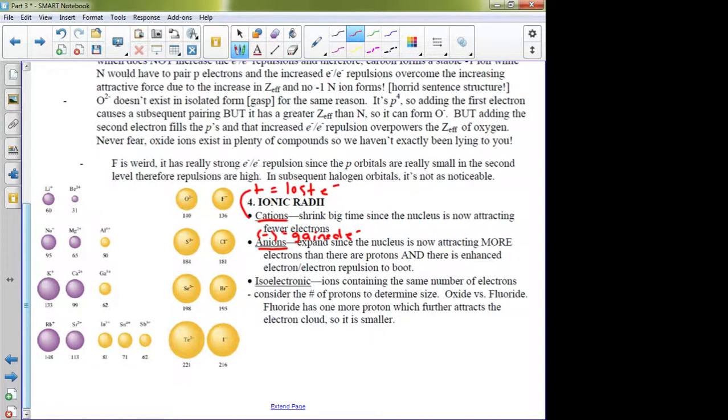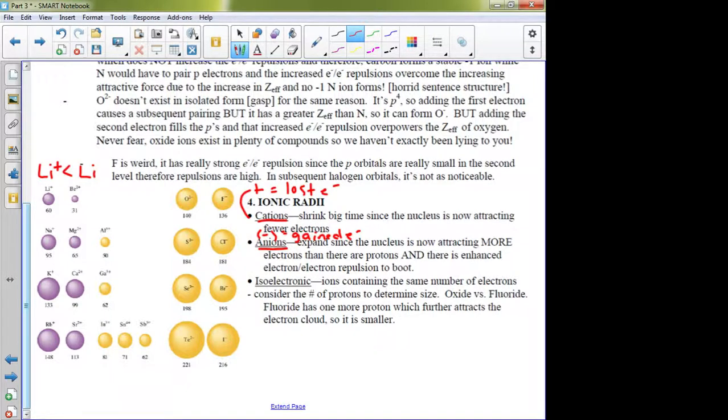Okay, and this isn't really a trend. This just honestly makes sense. So if I compare a positive ion to when it's in the neutral state, what should happen to the nucleus of the positive ion? Okay. It should shrink. It should actually get smaller. Why? Let's look at lithium.